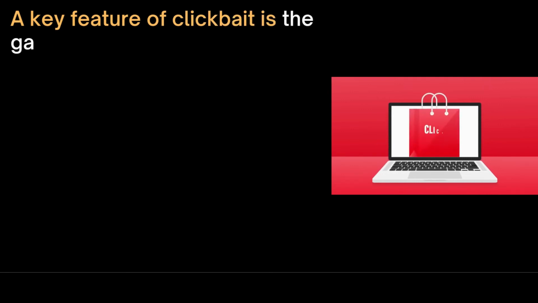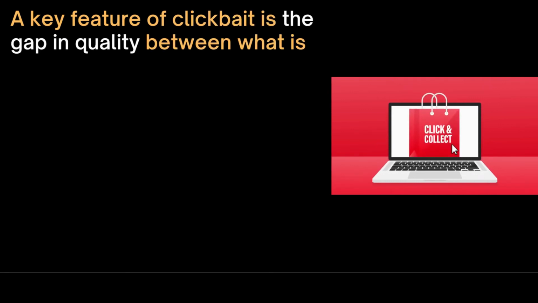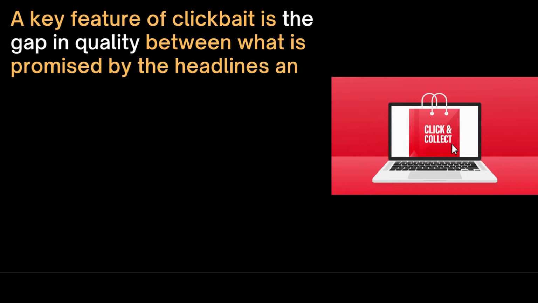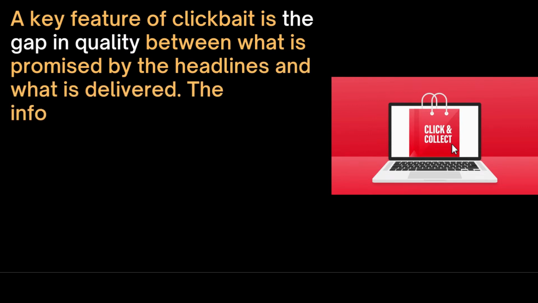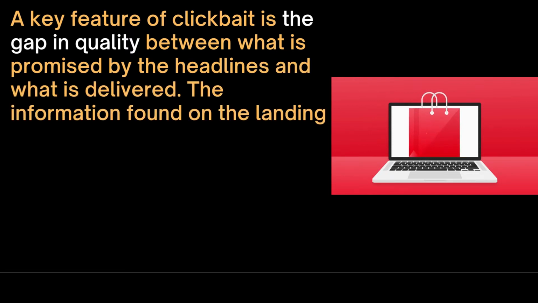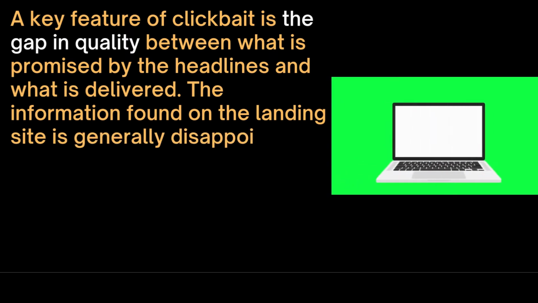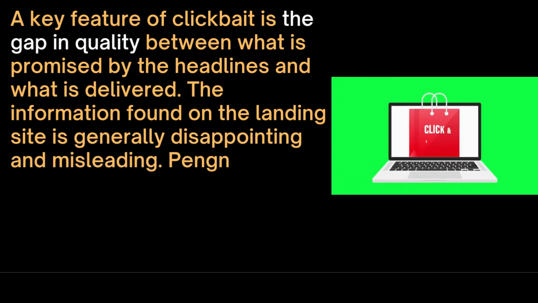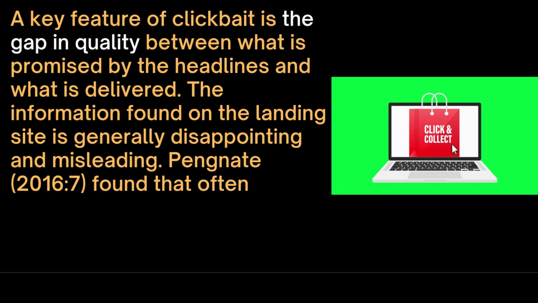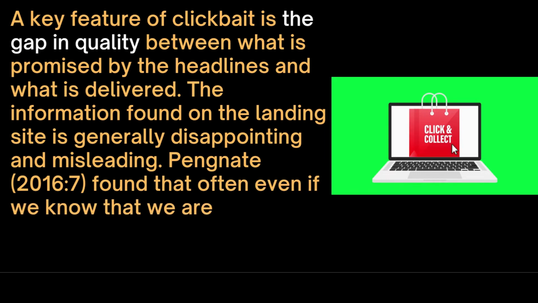A key feature of clickbait is the gap in quality between what is promised by the headlines and what is delivered. The information found on the landing site is generally disappointing and misleading. In 2016, Pengnate found that often, even if we know that we are being clickbaited, we click nevertheless.